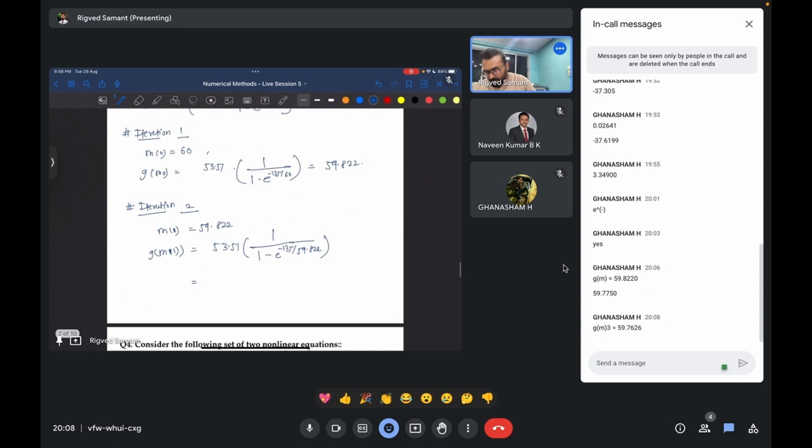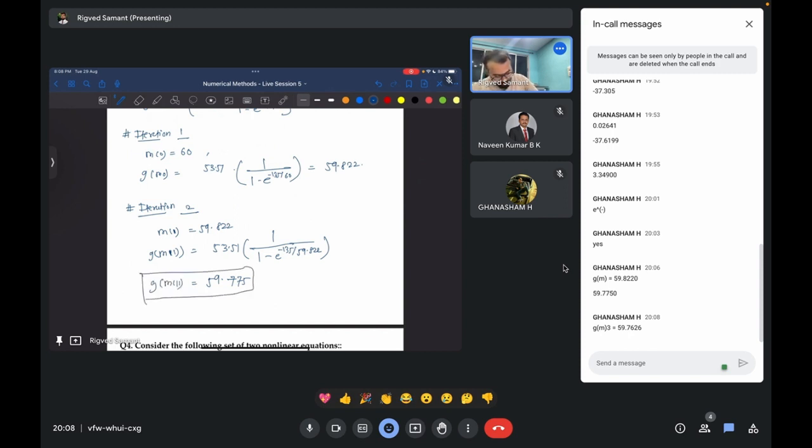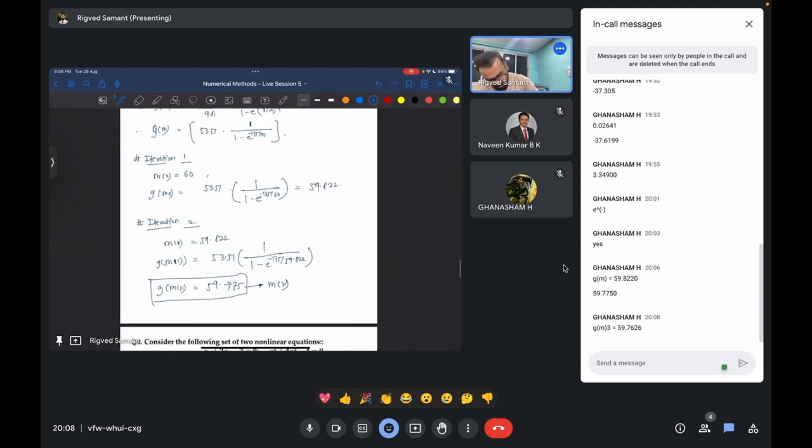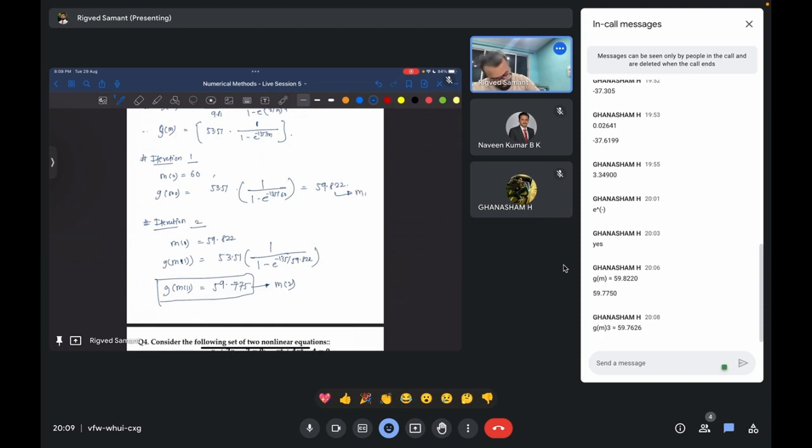So this would be 59.7626. Okay, that is the third iteration. Correct. So for the second iteration you will get 59.775, g of m of 1. So this is g of m of 1, and this g of m of 0 you will consider as m1 for the next iteration. Then it is m of 2 and you repeat it.